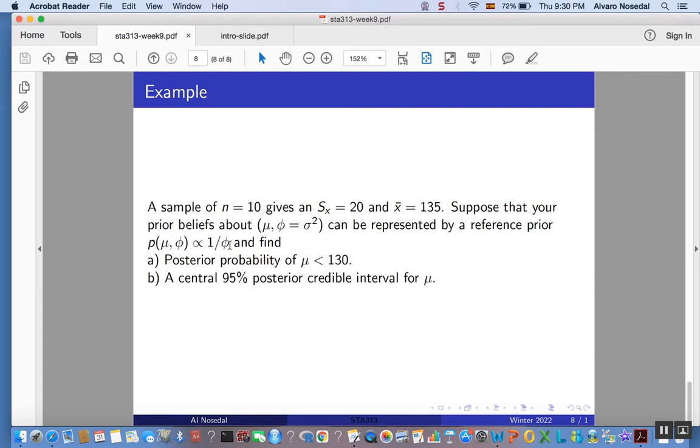That's the prior that we're going to be using, and we would like to answer two questions. One, we would like to find the posterior probability that mu, the average number of miles that can be driven using that set of batteries, is less than 130 miles. And the second question is to come up with a central 95% posterior credible interval for mu. Okay, so here we go.